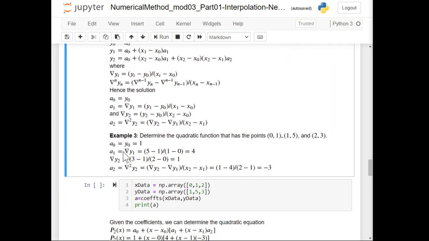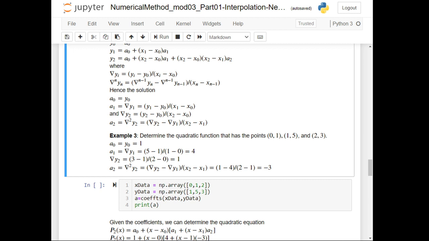Then there's an example here. Determine the quadratic function that has the points (0, 1), (1, 5), and (2, 3). We have the first point here, (0, 1), so 1 is y0. Then a1 is the slope between the first point and the second point, so that's 5 minus 1 over 1 minus 0, and we have 4.